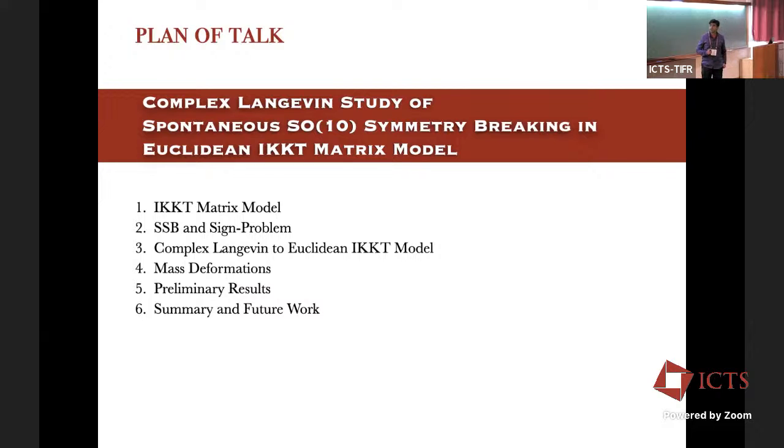So the plan of this talk is to start with briefly introducing the IKKT matrix model and then moving on to the main motivation of our work, that is to probe spontaneous symmetry breaking and the associated sign problem. Then in the next part, we'll discuss a numerical method, complex Langevin, which can tackle the sign problem, and apply it to the Euclidean IKKT matrix model. We'll also understand why there is a need to introduce mass deformations to the Euclidean IKKT model before we can probe spontaneous symmetry breaking. We'll discuss some preliminary results of our work, and we'll summarize with the future work.